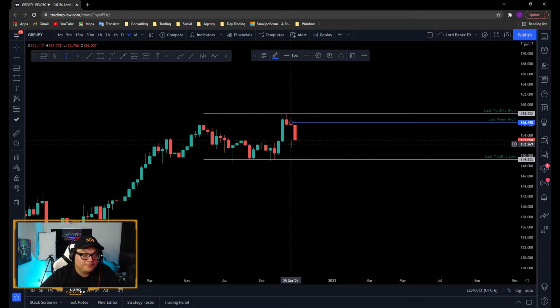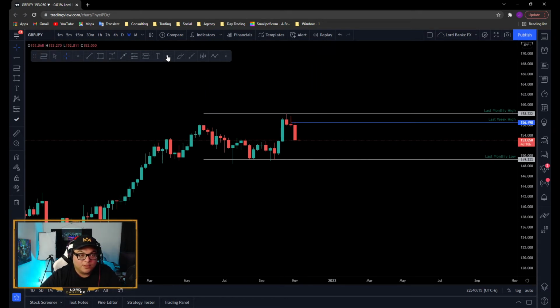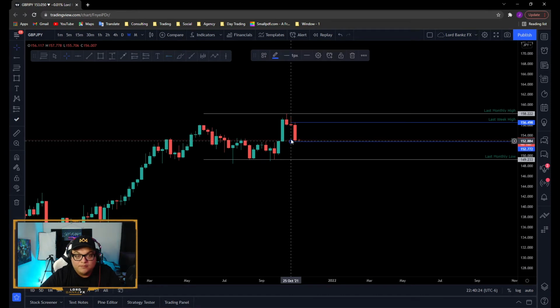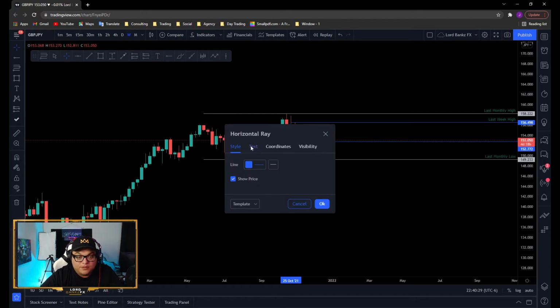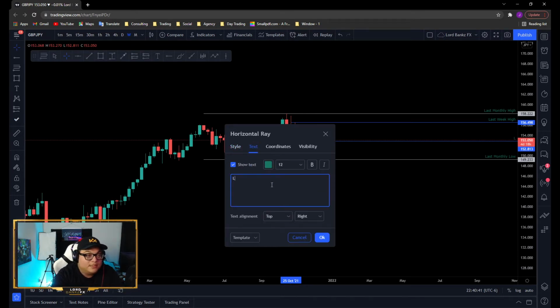Good right there. Now we're going to get the low as well. So what was the low on this? 152.813. Same style, the text on here is going to be last week low.